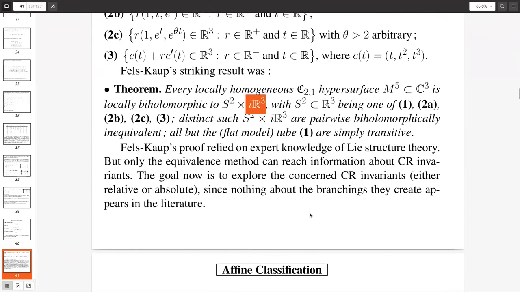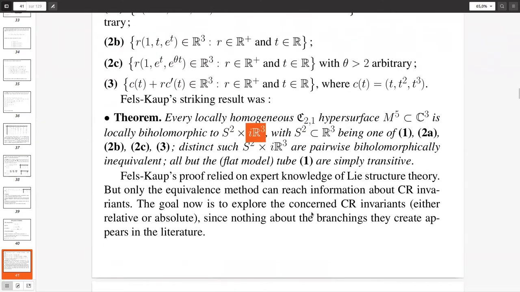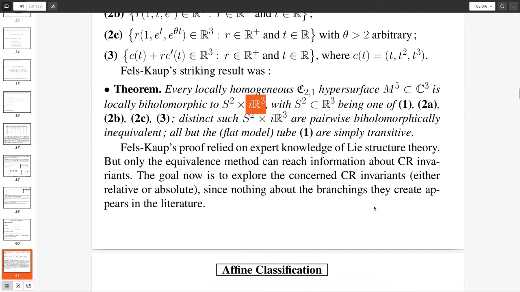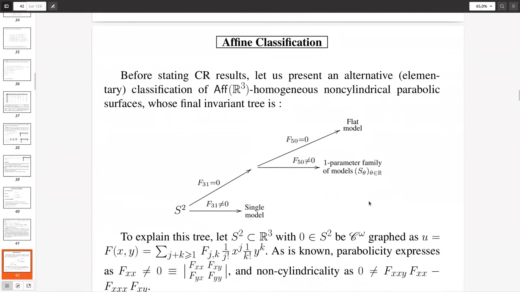So I wanted to do the same with the power series method of equivalence, because the tree is a bit lacking in the literature, although the classification is already done. I showed you very rapidly because I want to enter another topic after that, about the power series method of equivalence.